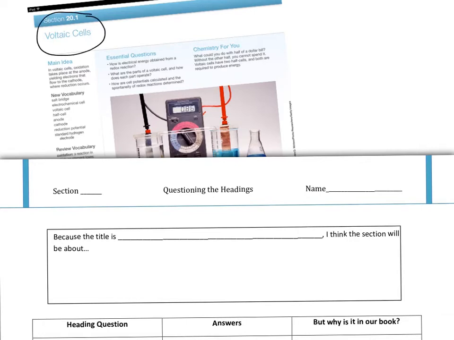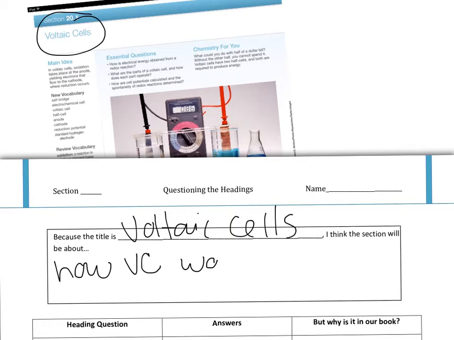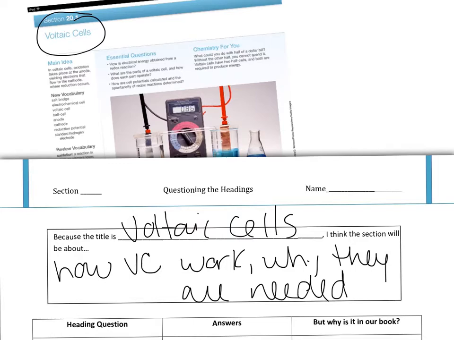So my title right up here is voltaic cells. And now before I even go any further and look at the headings or read anything, I'm going to make a prediction about what I think this is going to be about. So my title is voltaic cells. I'm going to predict how voltaic cells work and why they are needed. Okay, so that's my prediction just based on the title.